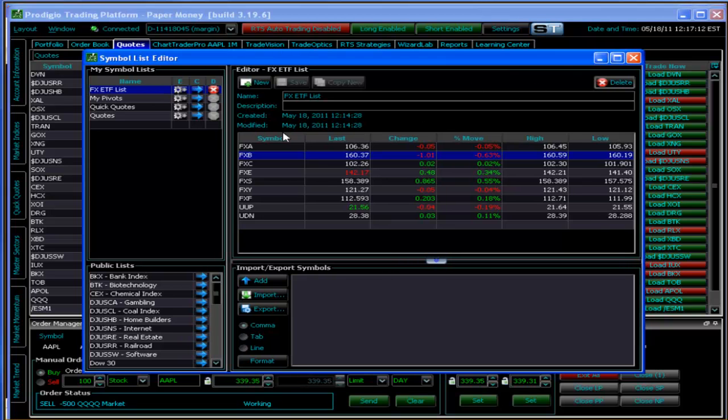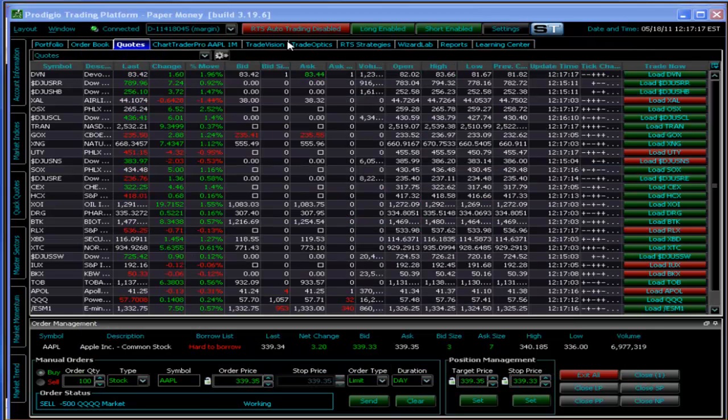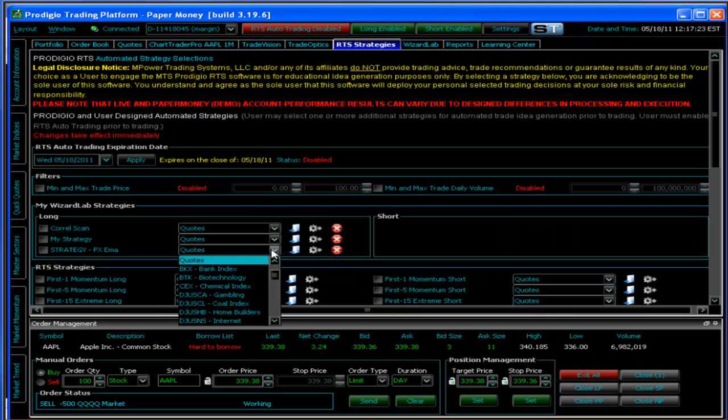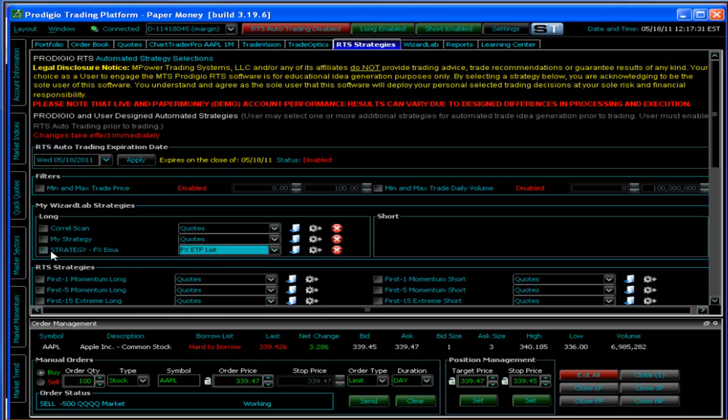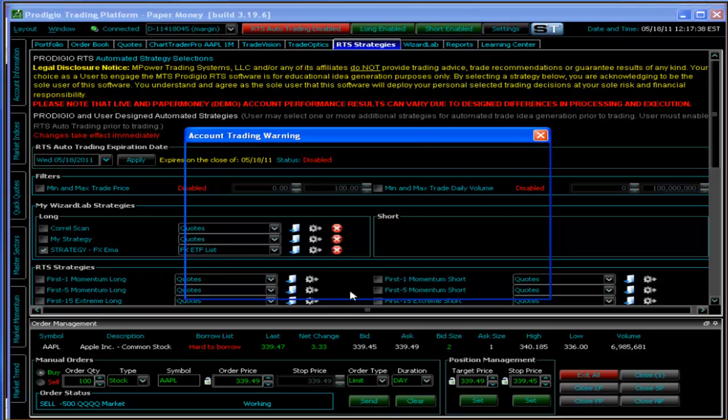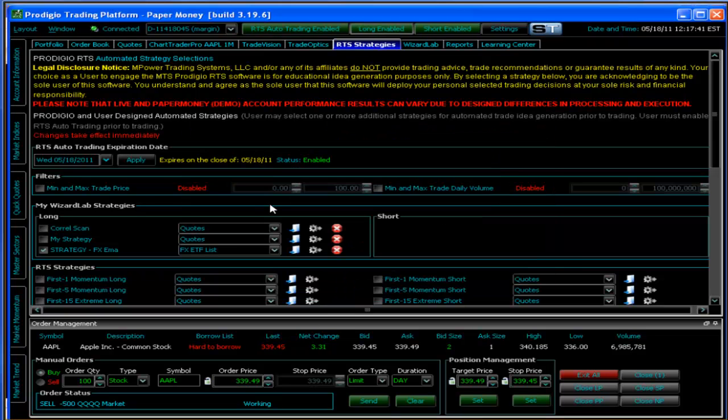What I did here was I made a symbol list that represents the ETFs for trading Forex, and I'm going to just deploy that using the Shadow Trader strategy by going back into my RTS strategies panel, and now I can select this as one of the lists that I have available. So I've got this Forex ETF list right here, and deploying strategies in Wizard Lab is a simple matter of just clicking it on, and that strategy will now be deployed. And I'll turn on RTS trading. I don't know if I'll get any signals in the middle of the day, but you never know. Enabling RTS trading is a simple matter of pressing this RTS Auto Trading enabled button.